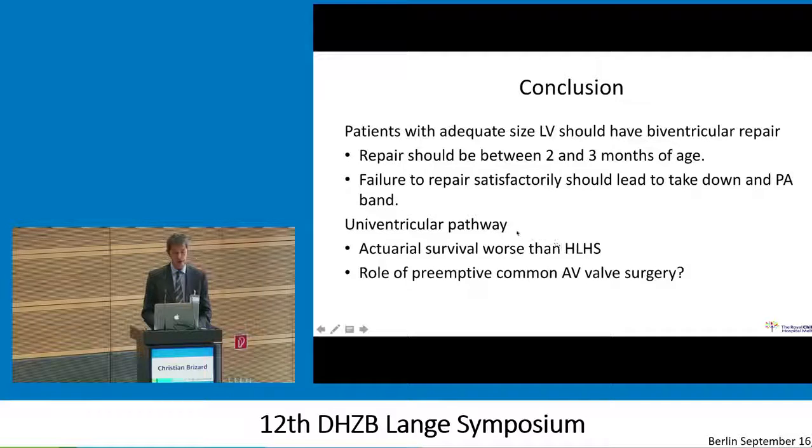And the univentricular pathway, the actual survival is probably worse than the one of hypoplastic left heart syndrome, at least currently in our results. And the role of preventive or preemptive common AV valve surgery has to be investigated, and we are in the process of doing that.